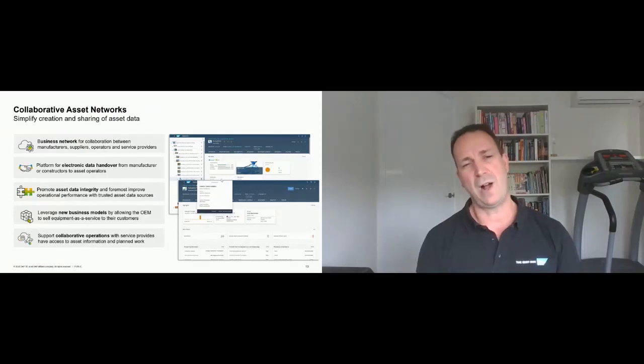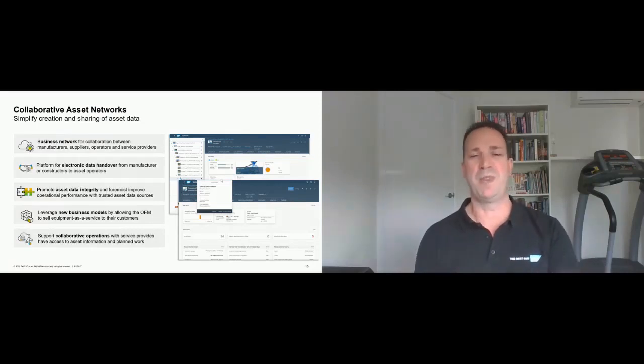And that idea of that collaborative network is really to support that electronic data handover. A lot of the information that manufacturers and constructors are building up as they're constructing these assets can then be shared and form the basis of the asset management layer that you're then going to take on. So this is about facilitating that handover.